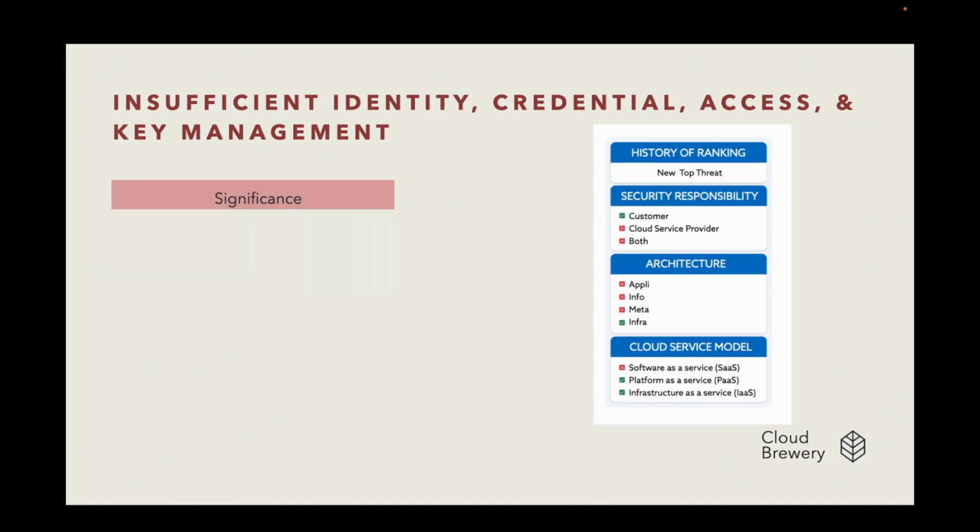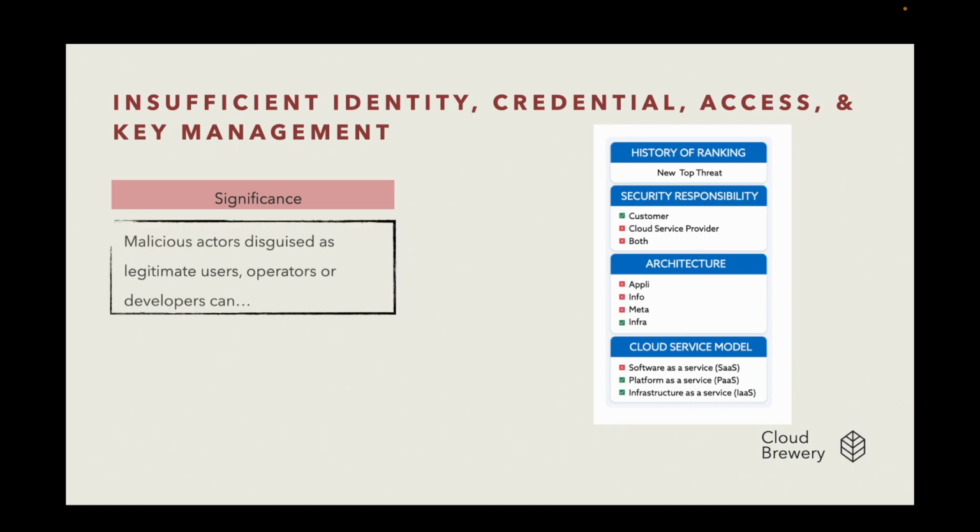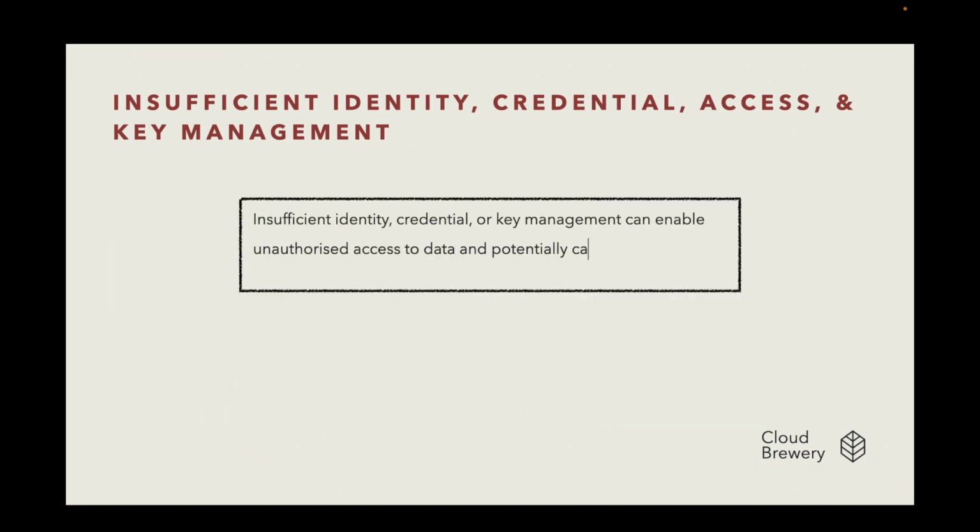Malicious actors disguised as legitimate users, legitimate operators, or developers can read, exfiltrate, modify, or delete data. They can issue control plane and management functions. They can even snoop on data in transit, as well as release malicious software that appears to originate from a legitimate source. As a result, insufficient identity, credential, and key management can enable unauthorized access to data and potentially catastrophic damage to organizations or end users.